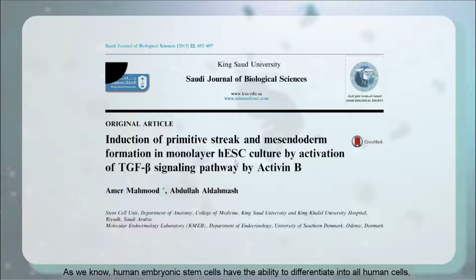As we know, human embryonic stem cells have the ability to differentiate into all human cells. However, controlling the differentiation has always been a challenge. By activation of the TGF-beta pathway, some scientists investigated the direct differentiation of human embryonic stem cells to primitive streak-like cells and further into pure mesoderm and mesenchymal-like cells.